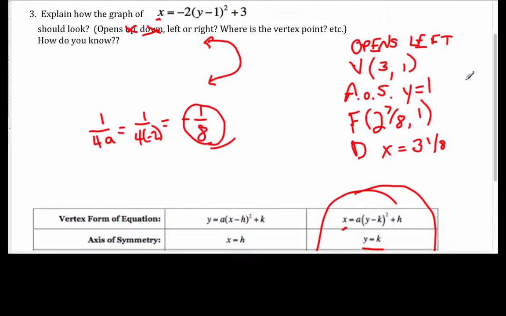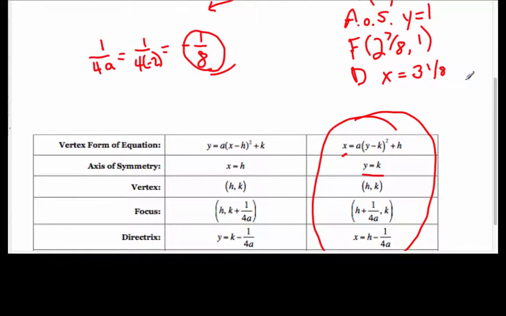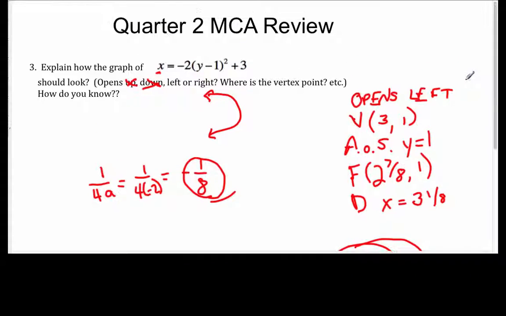All right, so now I have all the information for this particular graph, how it should look, what direction it opens. It doesn't ask me to graph it, so I'm not too concerned about that, but how should it look? Well, it's going to open to the left. The vertex point is at (3, 1). I can find out all the other pieces based on the wonderful chart that we have down here, and I'm good to go. All right, there's number 3. Done.